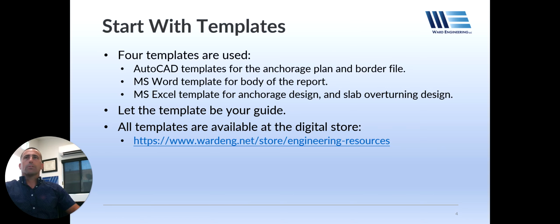One of the key philosophies that I like to employ when doing my projects is to start with templates. As you're going to see in this project, there are 4 templates that I will be using. I have 2 AutoCAD templates, a Microsoft Word template, and a Microsoft Excel template, which I use for the anchor design and slab overturning. In general, I want to let the templates be my guide. I never want to reinvent the wheel. I never want to work harder than is necessary, and if I've already put the work in and created a workflow, I want to use that on subsequent projects.